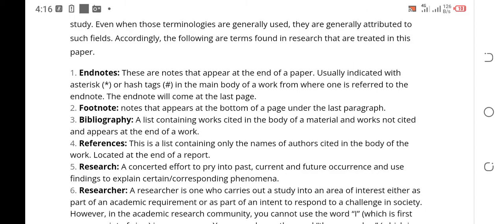Now, number 2 is footnote. Footnote is similar to endnote, but it comes at the end of the material, not at the bottom of the page. All the footnotes from page 1 to page 2, anywhere at all you have footnotes, bring all of them together. Now you will not compile them at the end as your references.